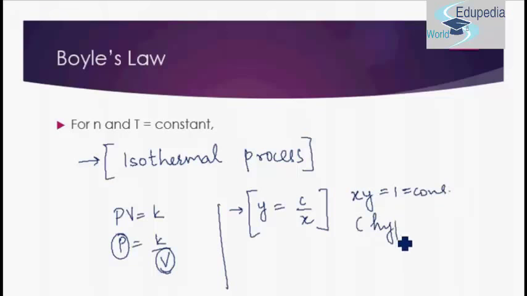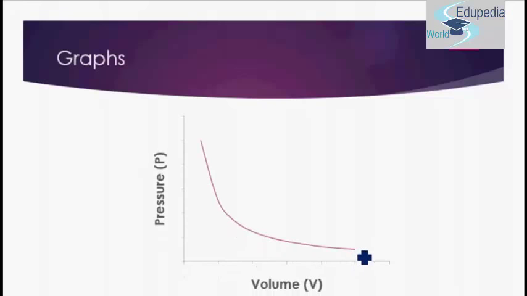Now what is a hyperbola? That comes under the ambit of mathematics. We won't go into that, but we will look at how the graph looks. So this is how it will look. See why. P is equal to nRT by V, or you can say K by V.